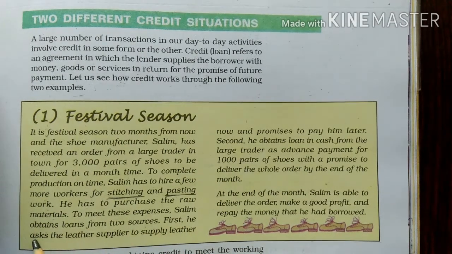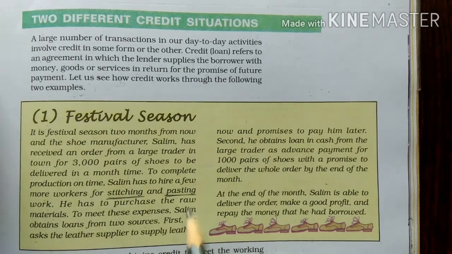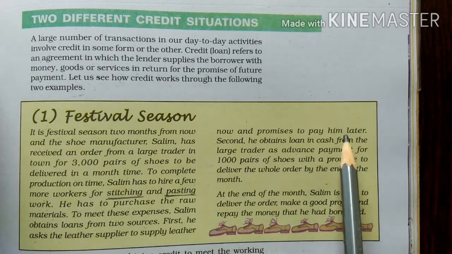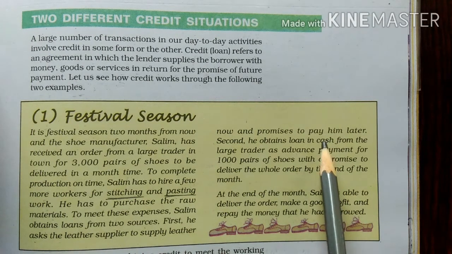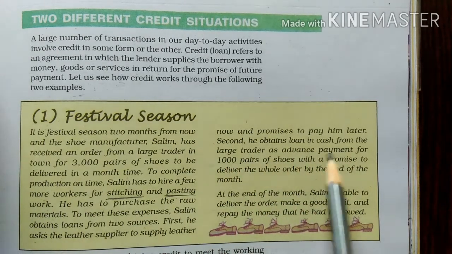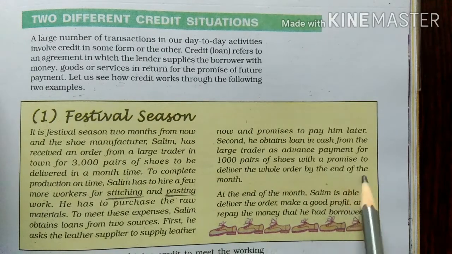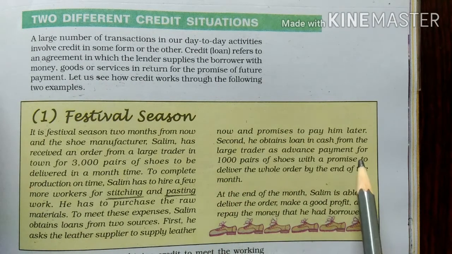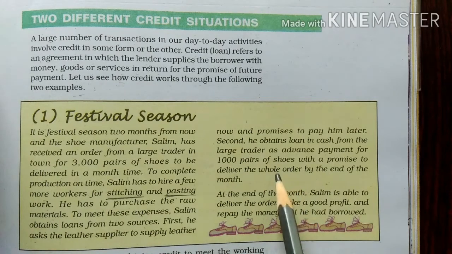First, he asks the leather supplier to supply leather now and promises to pay him later. Second, he obtains a loan in cash from the large trader as an advance payment for 1000 pairs of shoes, with a promise to deliver the whole order by the end of the month.